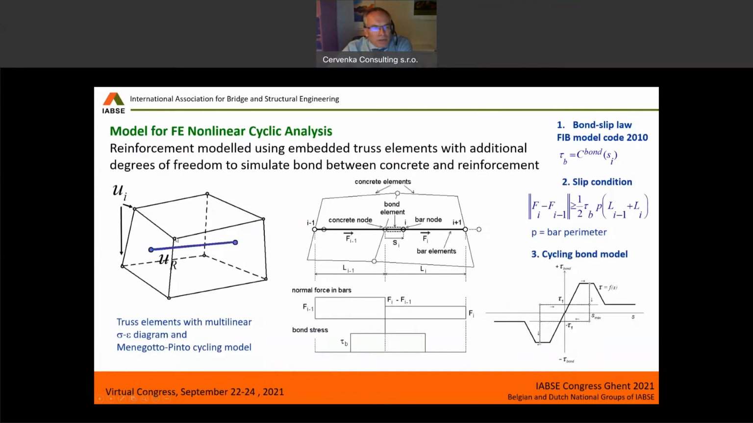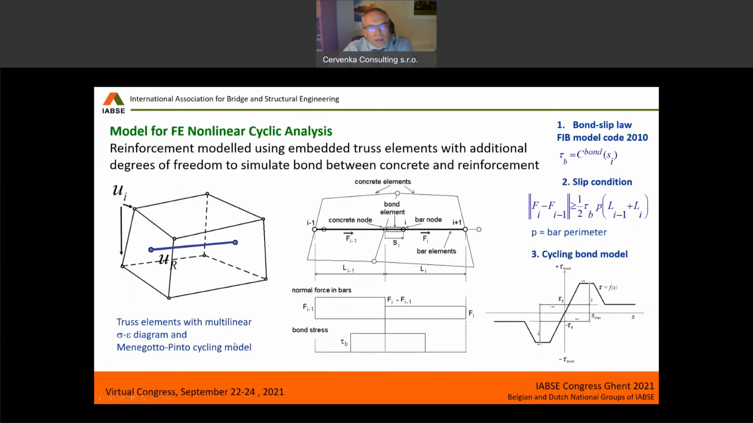How do we model the reinforcement? We are using the embedded approach, which means when the program starts, we search for the intersection of the reinforcement with respect to the 3D finite elements. And at each intersection, we place truss elements with multilinear stress strain diagram and Menegotto-Pinto cyclic model.